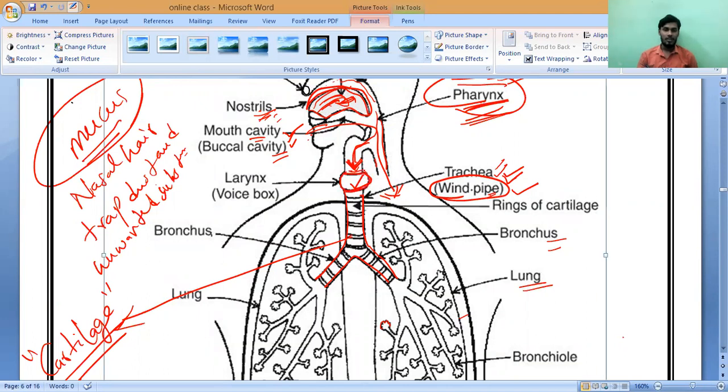Larynx. So this is what we call the voice box. Do you all understand? Just notice it. The upper end, which is present just above the trachea, we call the larynx. What is the purpose of the voice box? It will produce sound. Whatever I am able to speak, that is the larynx.